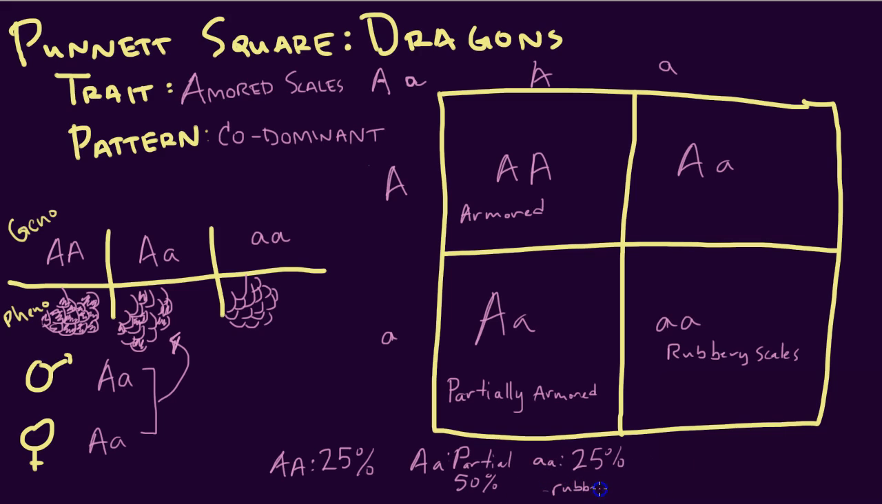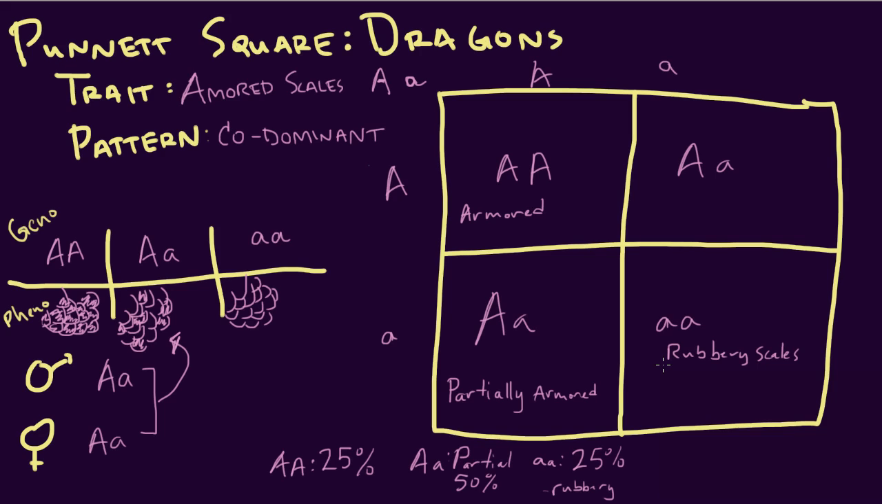So if these were concerned parents, they might be afraid that, if they're going to have a baby dragon together, they wouldn't want it to have rubbery scales because that might mean that it's not going to be very safe out in the world. So that might be something for them to consider.